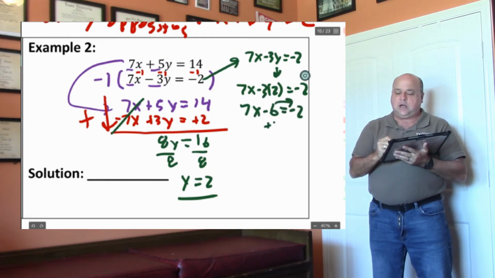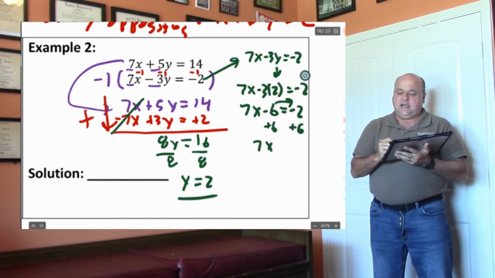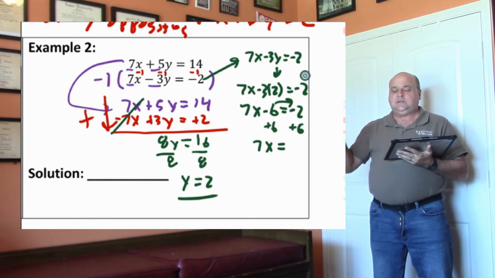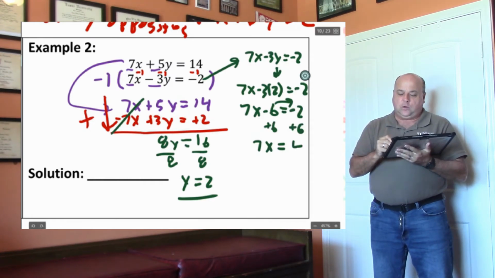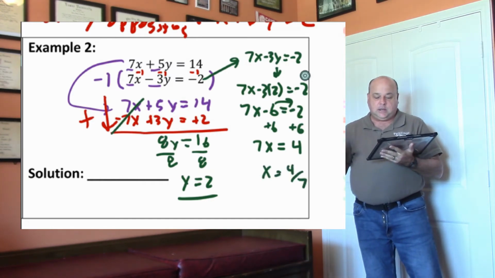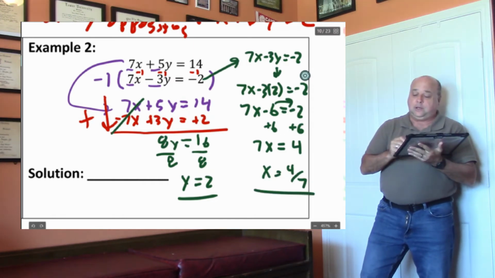Move the 6 across. 7x equals, did I write that down right? Yes, I did. -2 plus 6 is 4, and I think this is going to be a fraction, so x is going to end up being 4 over 7. Let me make sure that's right. That would be correct, okay?